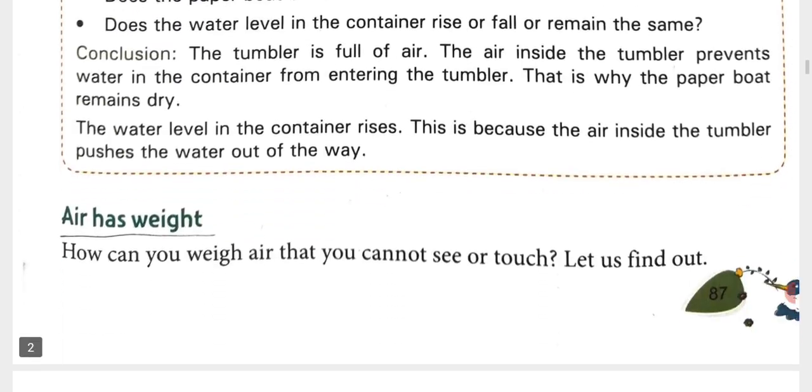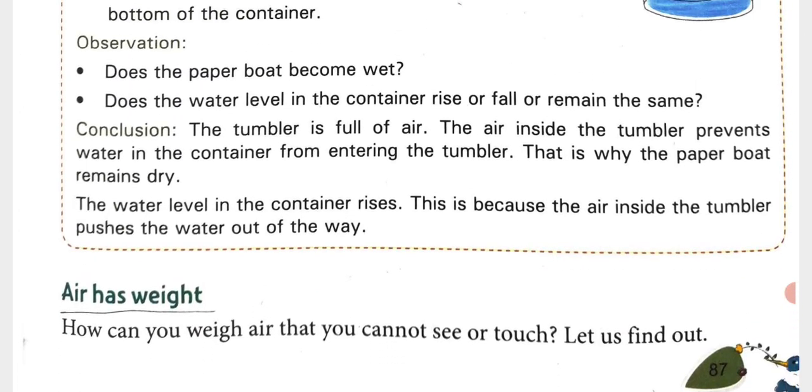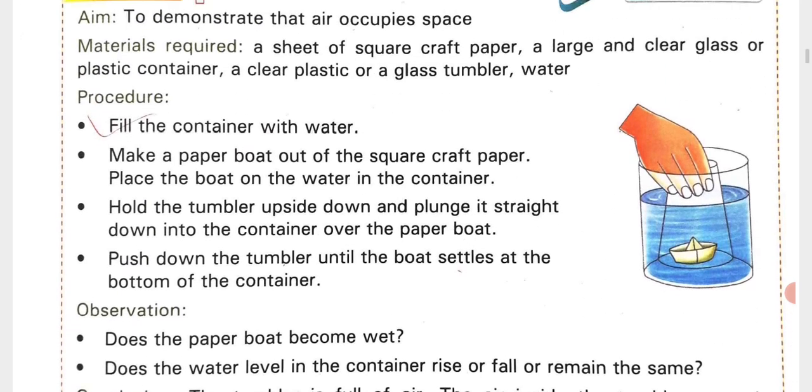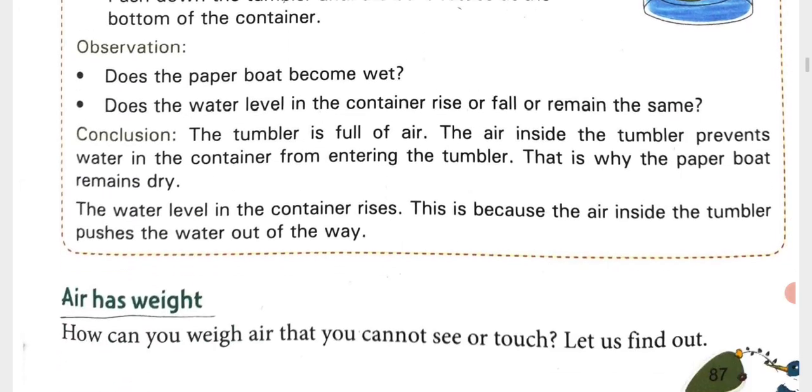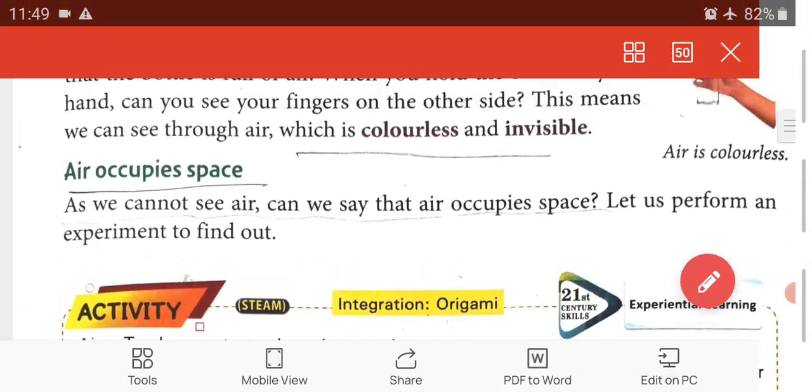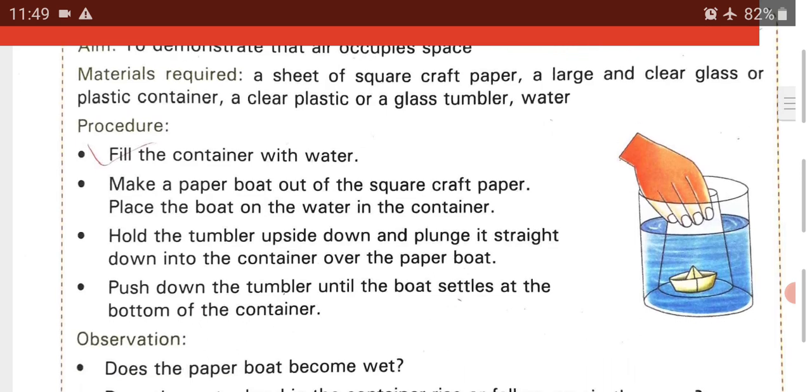What do we observe? We observe that the tumbler is full of air. Air inside the tumbler prevents water in the container from entering the tumbler. That is why the paper boat remains dry. So the water level in the container rises. This is because the air inside the tumbler pushes the water out of the way. So observe this very carefully. What does this show you? This shows you that air occupies space.